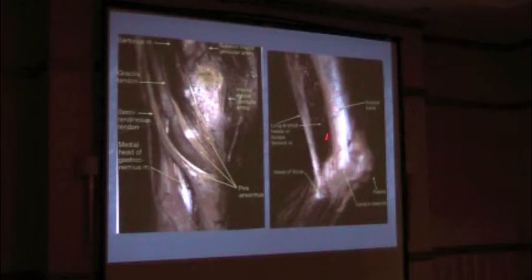Here's the lateral side. All the runners out there, this is your IT band syndrome right here. This is the big band of fascial tissue that comes here on the lateral aspect. A lot of times it rubs up and down against this lateral femoral condyle here and creates some irritation. That's iliotibial band syndrome. This is, once again, the biceps, long and short head of the biceps, and the fibula here.